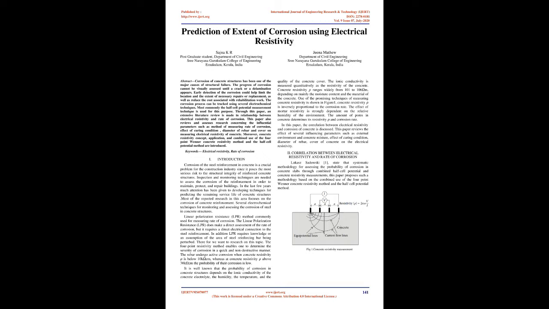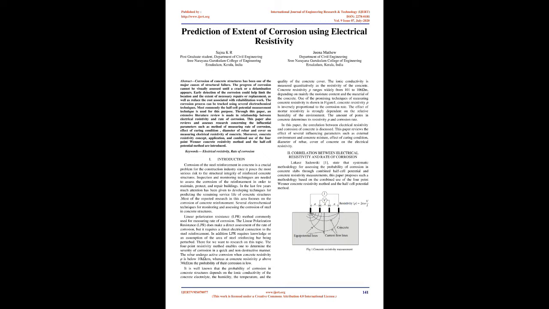Moreover, the concrete resistivity concept, application, and combined use of the 4-point Wenner concrete resistivity method and the half-cell potential method are introduced. Keywords: electrical resistivity, rate of corrosion. Introduction. Corrosion of the steel reinforcement in concrete is a crucial problem for the construction industry since it poses the most serious risk to the structural integrity of reinforced concrete structures.